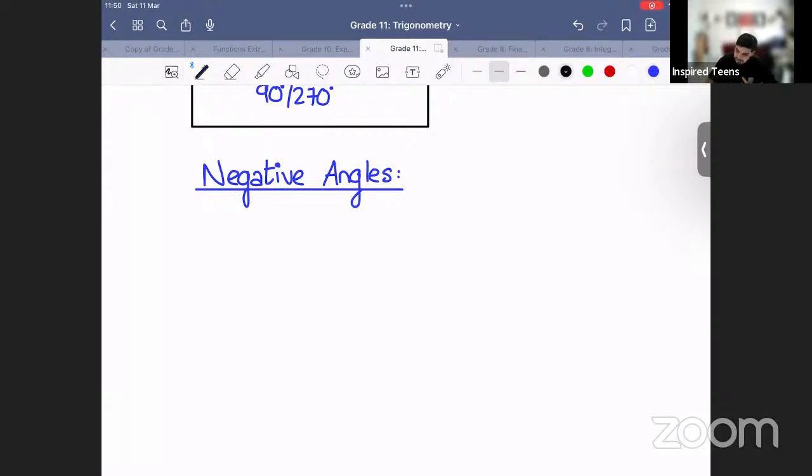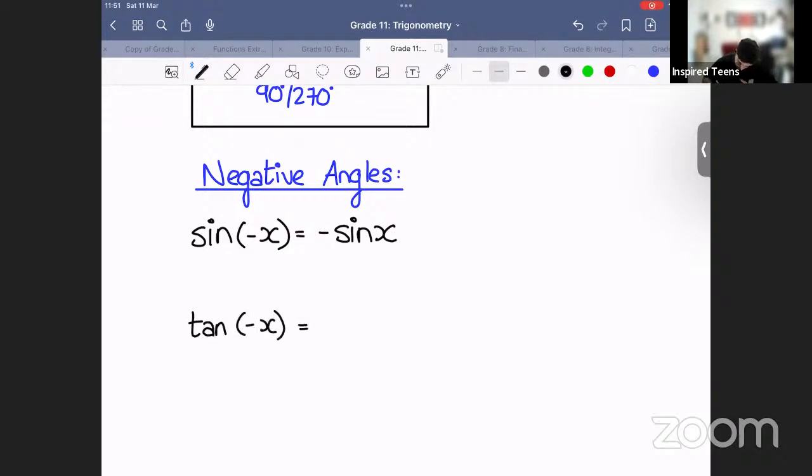Okay. So discussing negative angles. You basically need to memorize these, you just need to learn them. If you have sine negative x, for example, this simply simplifies to negative sine x. Then if you have tangent negative x, this simply simplifies to negative tangent x.